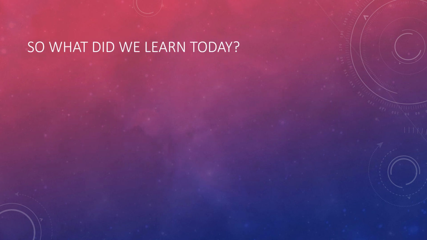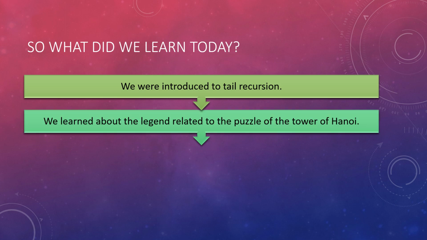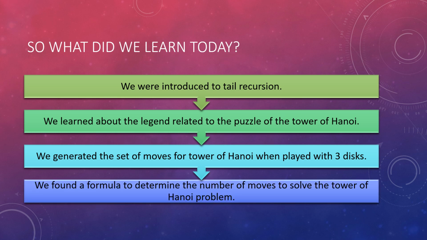So what did we learn today? We were introduced to tail recursion. We learned about the legend related to the puzzle of the Tower of Hanoi. We generated the set of moves for Tower of Hanoi when played with 3 discs. We found a formula to determine the number of moves to solve the Tower of Hanoi problem.